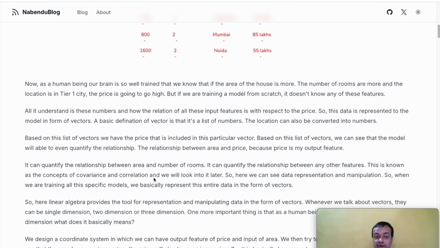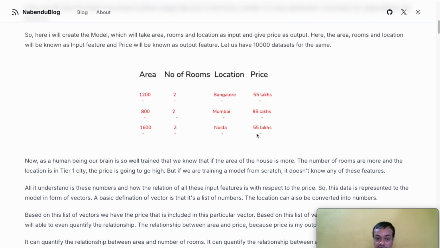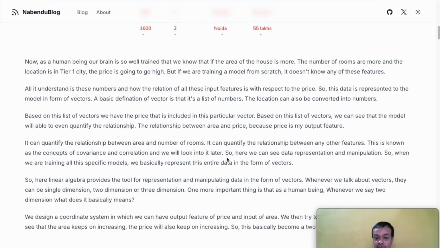It can quantify the relationship between area and number of rooms, and all the other features also it can do. This is known as the concept of covariance and correlation, and we will look into it later on. So this is just the basics of linear algebra.